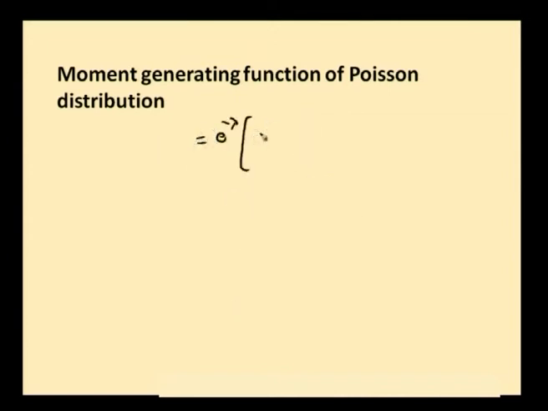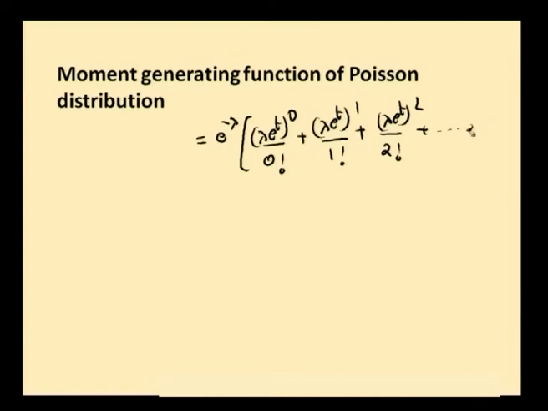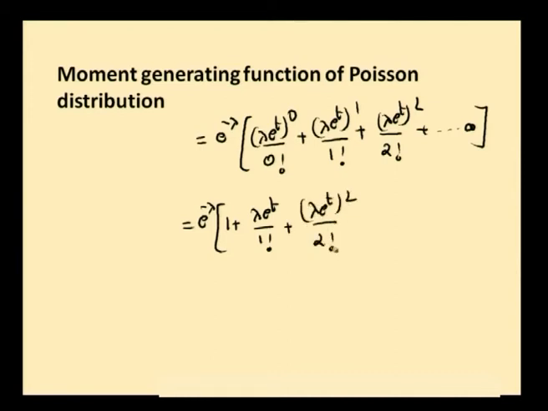So, when you expand the summation, it is lambda e power t whole power 0 by 0 factorial plus lambda e power t whole power 1 by 1 factorial plus lambda e power t whole square by 2 factorial plus etc. up to infinity. This is equal to e power minus lambda times 1 plus lambda e power t by 1 factorial plus lambda e power t whole square by 2 factorial plus etc. up to infinity. And this is nothing but the exponential series, where in the place of x you are having lambda e power t.